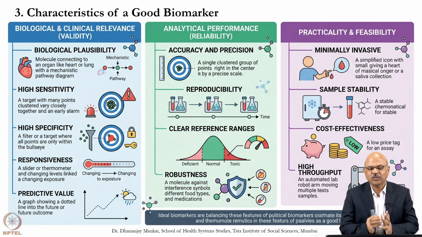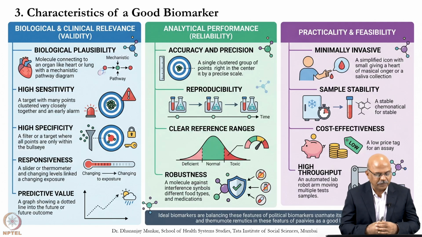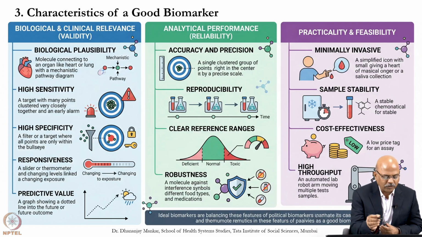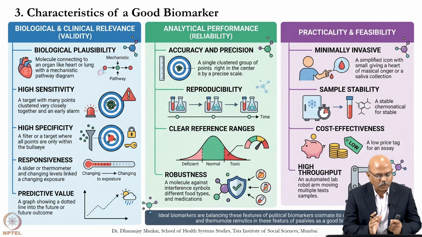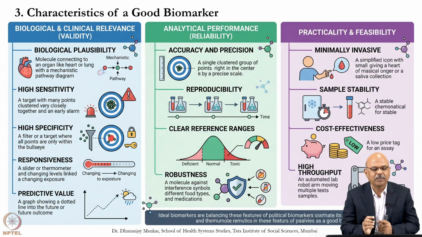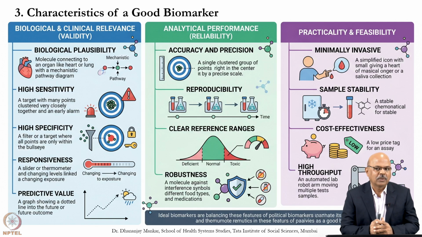What are the characteristics of a good biomarker? Biological and clinical relevance and validity. Biological plausibility: the molecule connecting to an organ like the heart or lung with a mechanistic pathway diagram. High sensitivity: a target with many points clustered very closely together, an early alarm. High specificity: a filter on a target where all points are only within the bullseye.